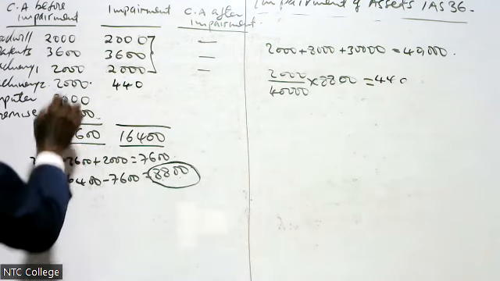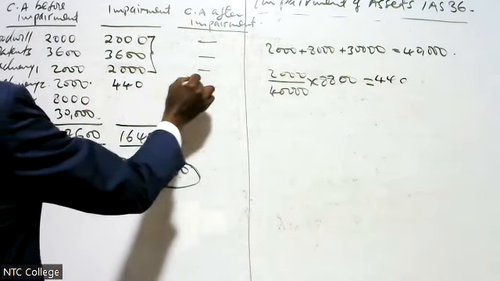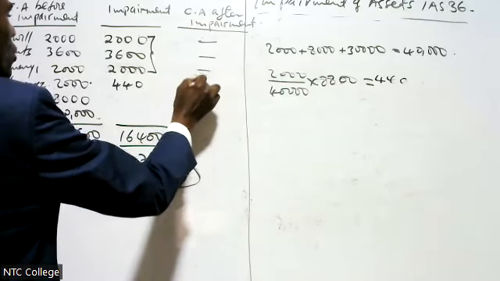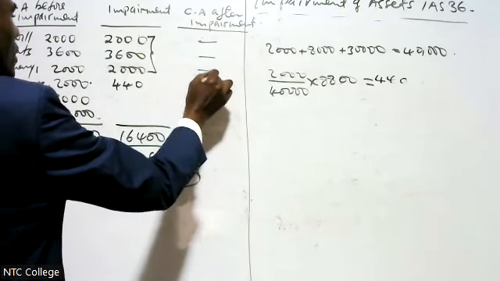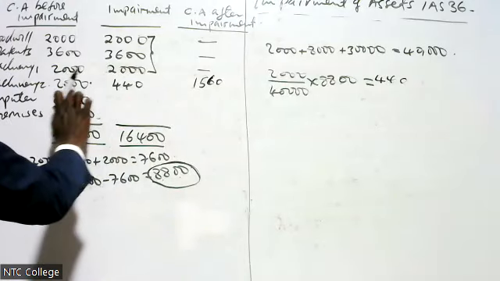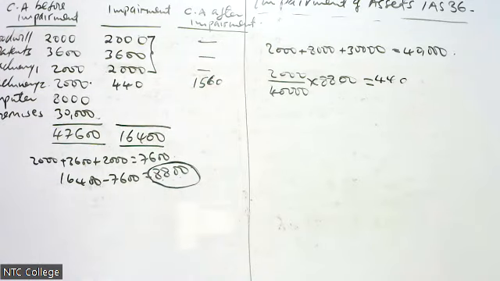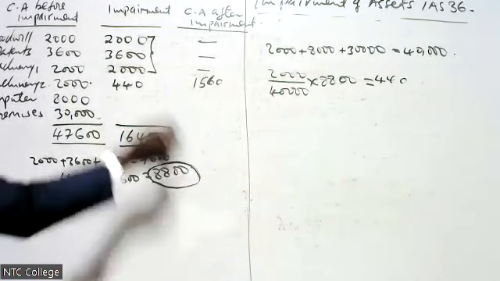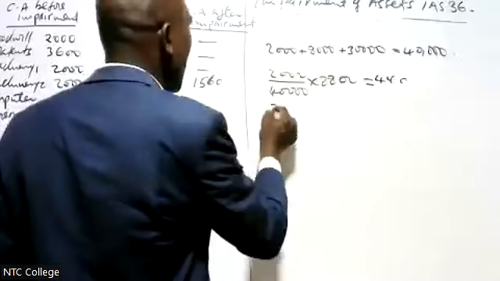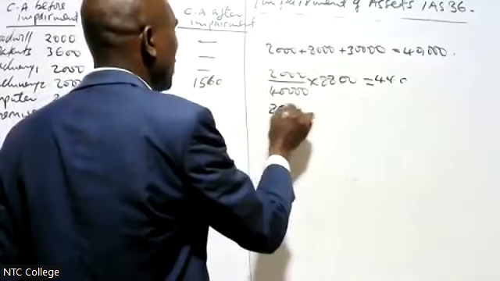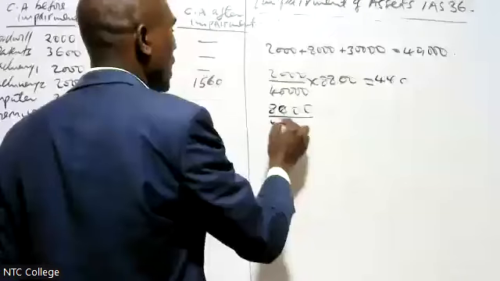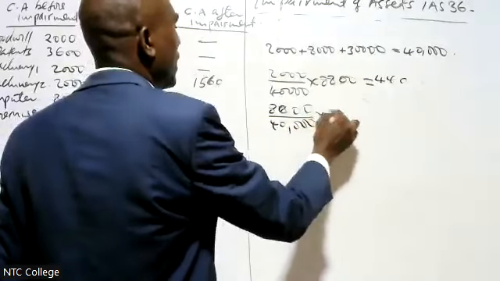Now, this 440 means that at the end of the period, I will have the value of machinery as 1,560, because I'm taking 2,000 minus impairment of 440. If you subtract, you get 1,560 there. Then I also allocate to computer. For the computer, I will take 8,000 divided by 40,000 times 8,800.